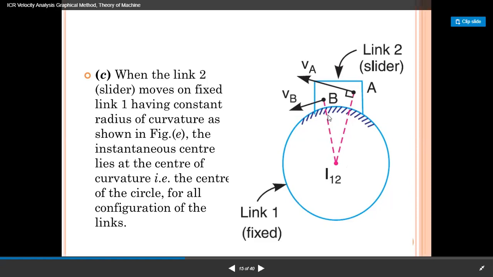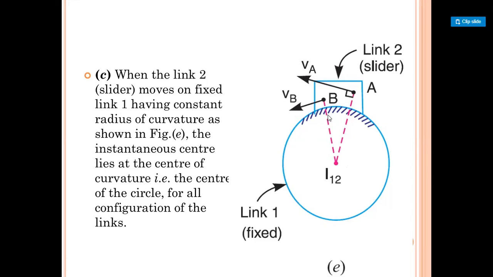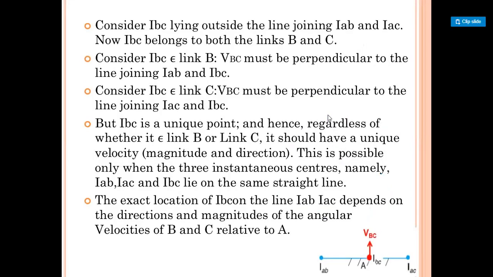These are the various methods to locate the instantaneous center. And now consider the line outside the line joining IAB and ISA.